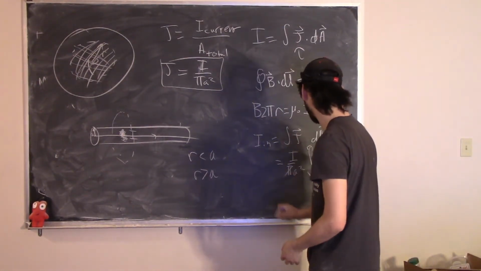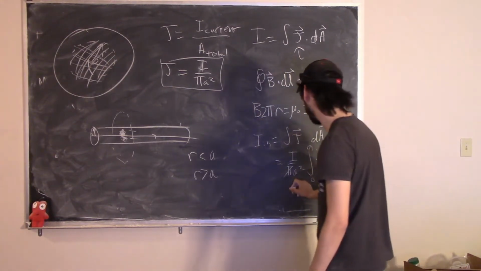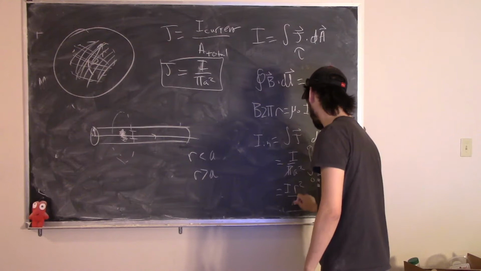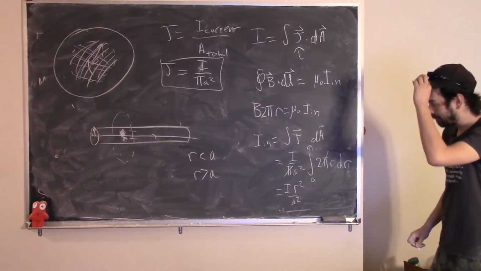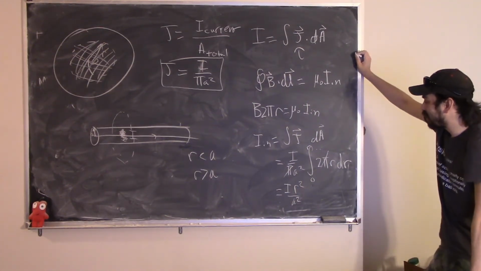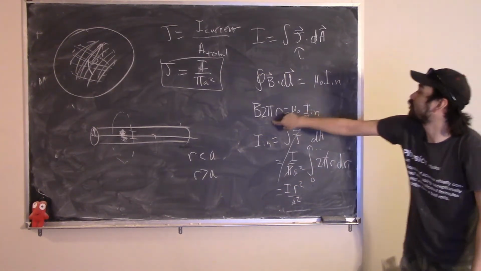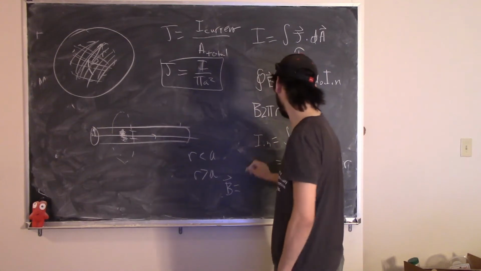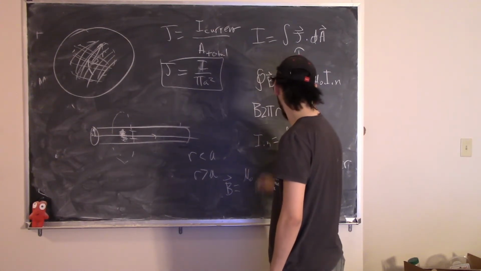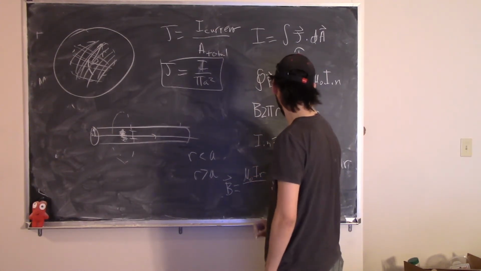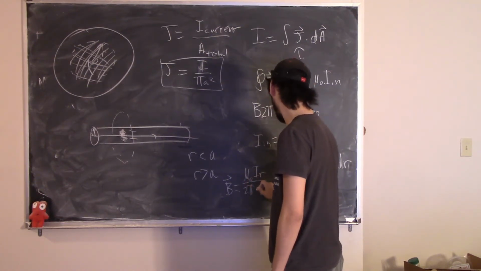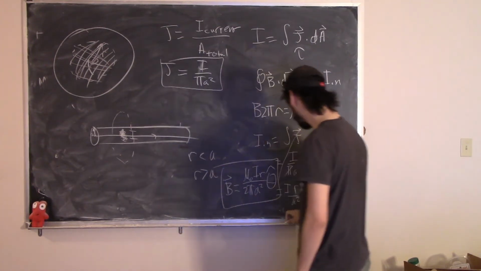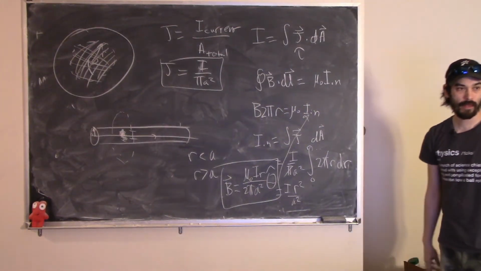And so what that says is this goes from 0 to r, so I can evaluate my integral. My pi's are going to cancel. I'm going to cancel a factor of 2. And this says that I in is going to be I r squared divided by a squared. Okay. So then I can take this I in and plug it in here and just solve for my B. And so the B vector is going to be equal to mu naught times I times r divided by 2 pi a squared in the theta hat direction. And that's it.